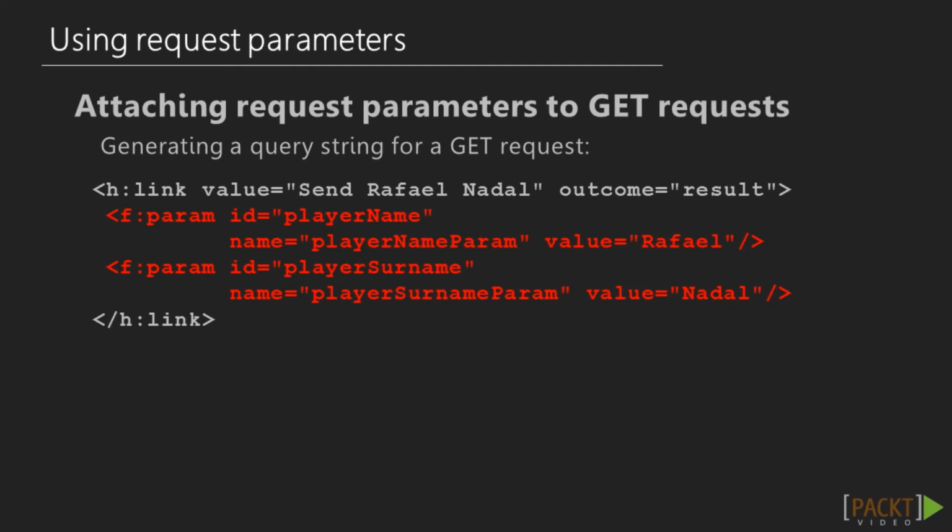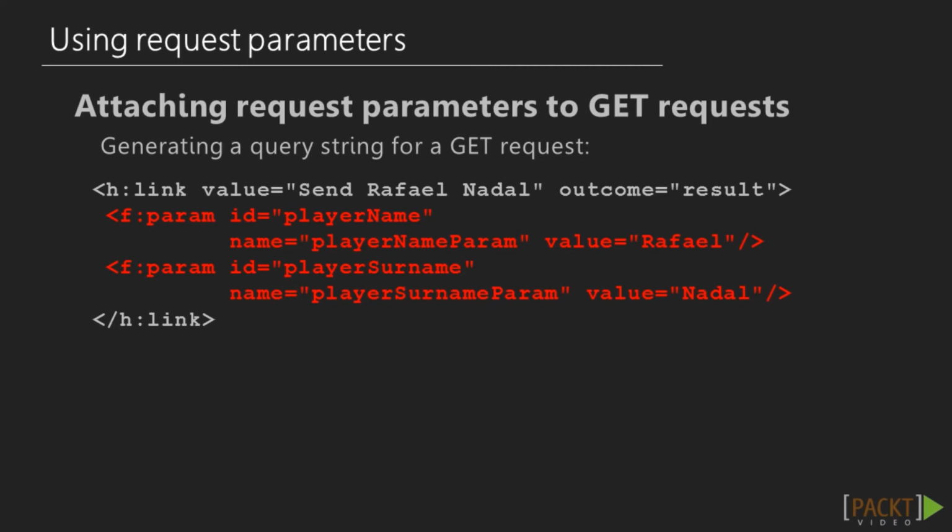Well, let's see how we can attach several request parameters to a GET request, or more exactly, how we can generate a query string. The f:param tag can be used to pass request parameters directly between facelets, without involving a managed bean. Usually, this happens in the h:link tag, as shown in this piece of code. When the San Rafael Nadal link is clicked, JSF will use the prepared URL containing the result HTML view and the request parameters playerNameParam and playerSurnameParam.